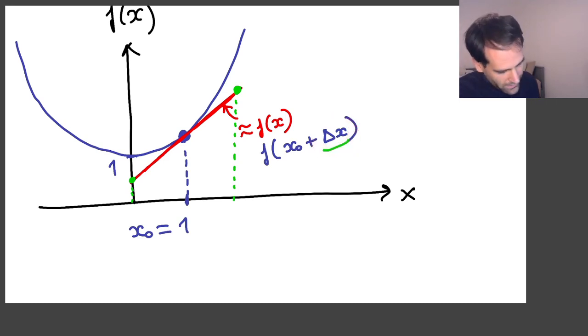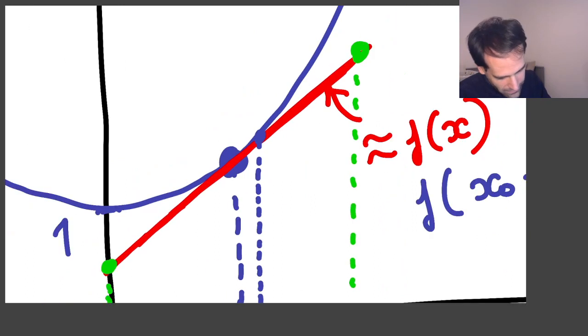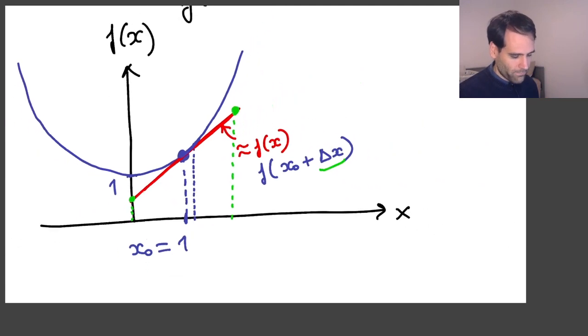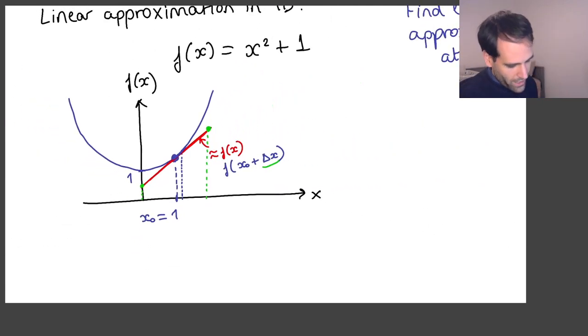Okay? So if delta x is, for example, 0.1, then we would be at x0, which is 1, plus 0.1, we would be somewhere here. And then indeed, you can see that the red line, which is our approximation, is very close to the actual value of the function. So when delta x is a small number, the approximation is good. Okay? So how would you find this approximation? It's very easy.